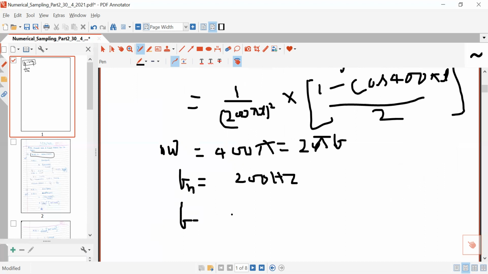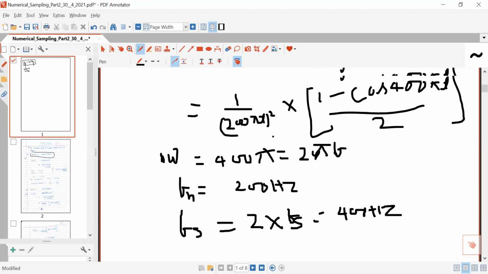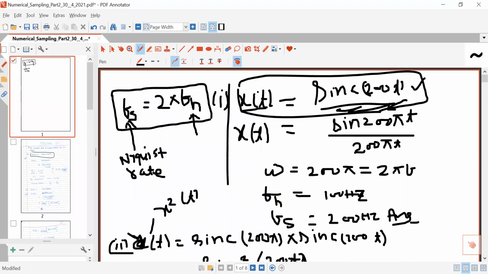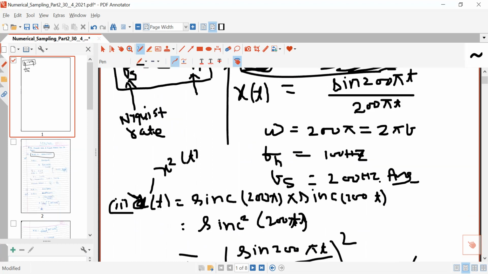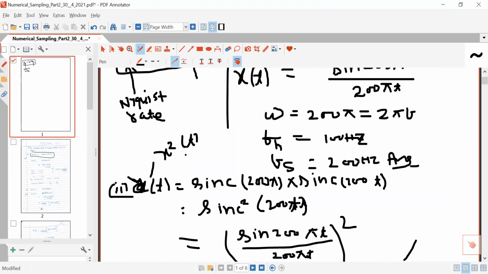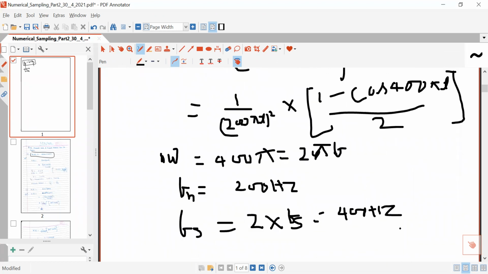So sampling frequency will be twice of this, and this will be 400 hertz. So you can see through this example, if you have an idea of the sampling frequency or Nyquist rate of signal xt, which is 200 hertz, then what is the Nyquist rate for x squared t? It becomes 400 hertz. So as you multiply the similar term together, its Nyquist rate will increase. Similarly, you can check what will be the Nyquist rate for the signal xqt. You will get 600 hertz.